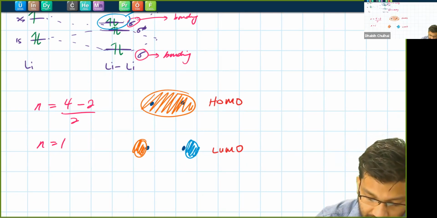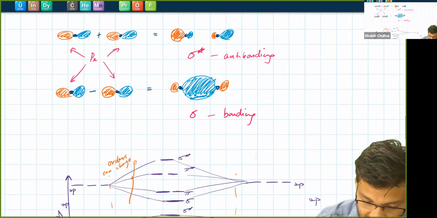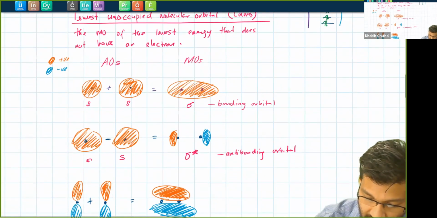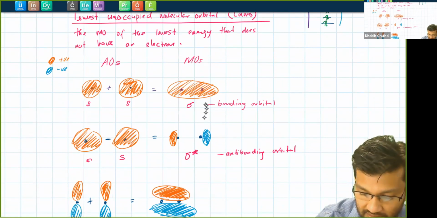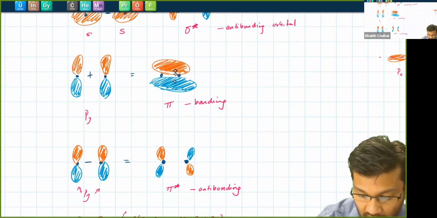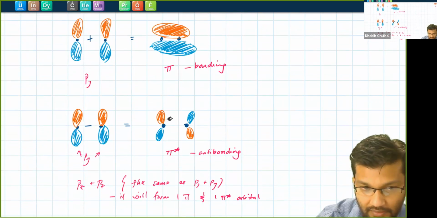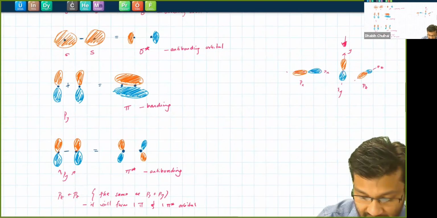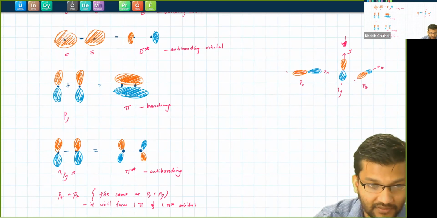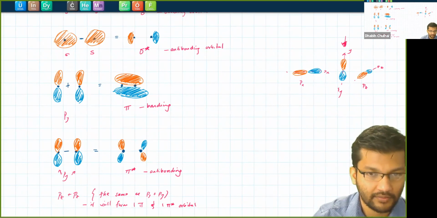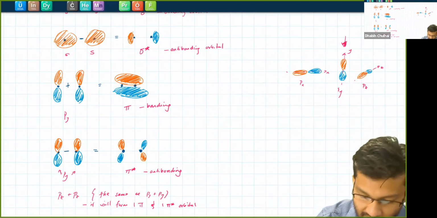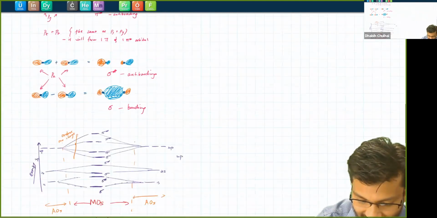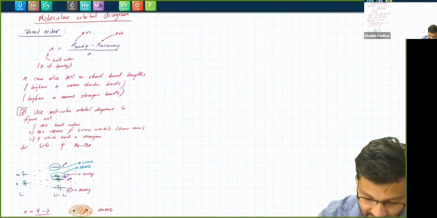The easiest way to remember what these look like is to just look at these pictures. The sigma has one blob. The sigma star multiplies that by 2, so there are 2 blobs. The pi has 2 blobs, and so the pi star is 4 blobs, multiplying that by 2. As you can probably guess, when d orbitals combine, a delta orbital will have 4 blobs, and a delta star will have 8 blobs. But I don't think in any exam you'll work with d orbitals for these molecular orbitals.